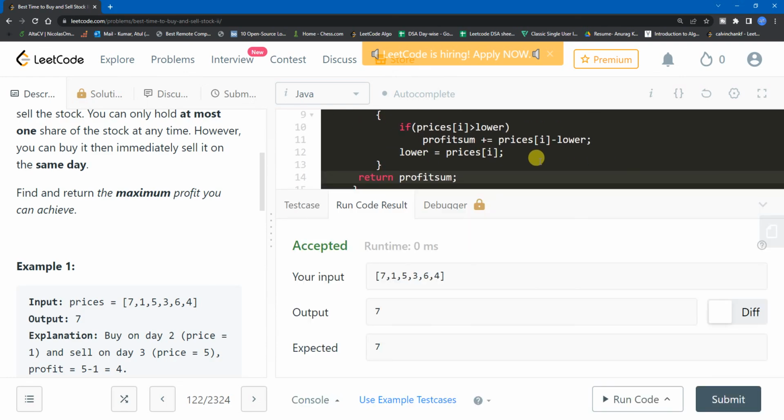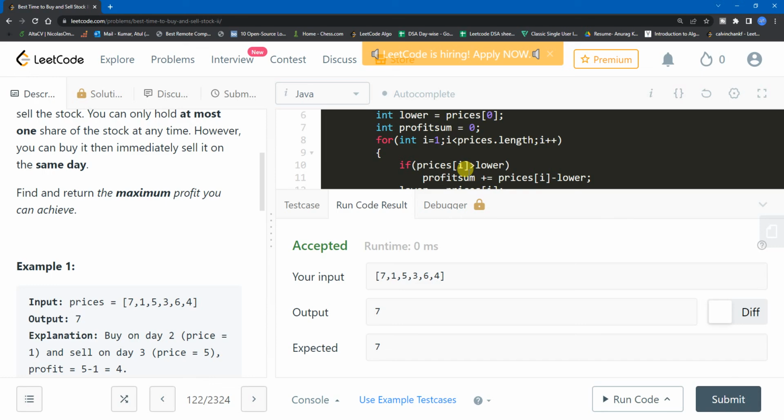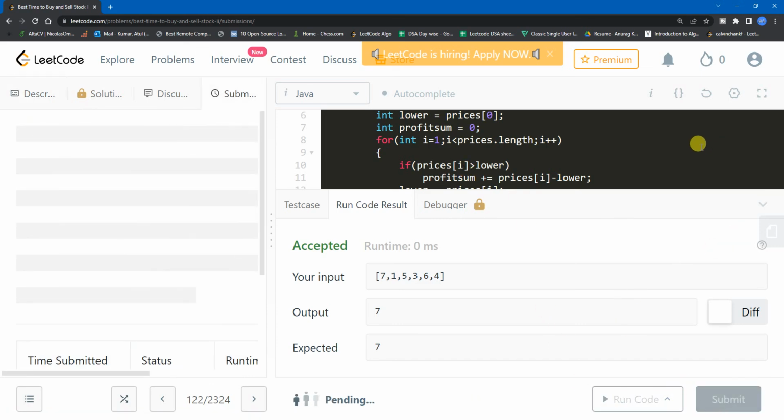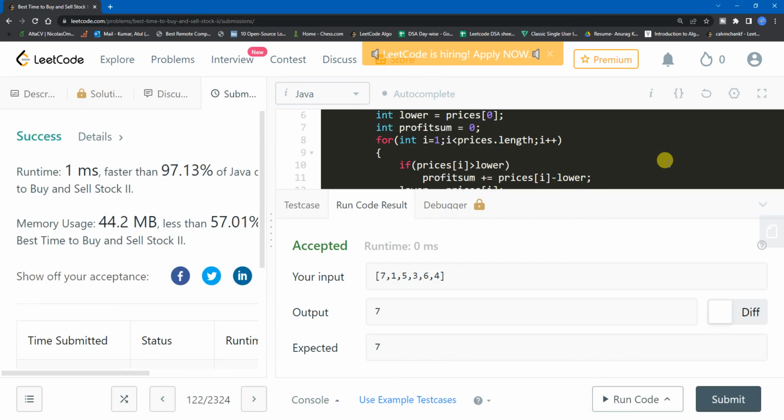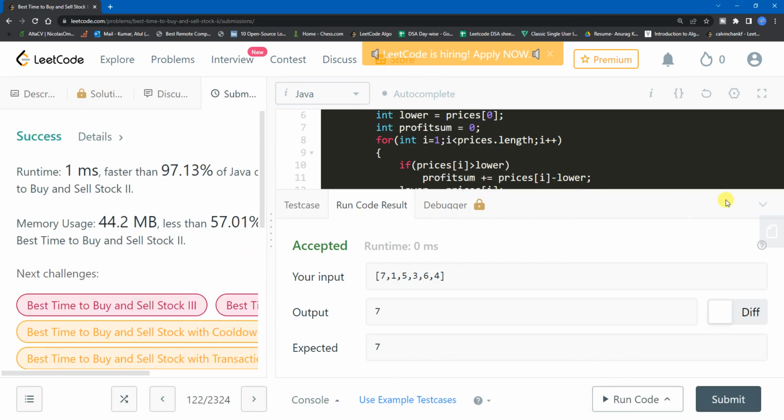Yeah, also it is better to write a capital letter here, and update all these values, don't worry about the values, and just submit this. So it is faster than 97% of people.